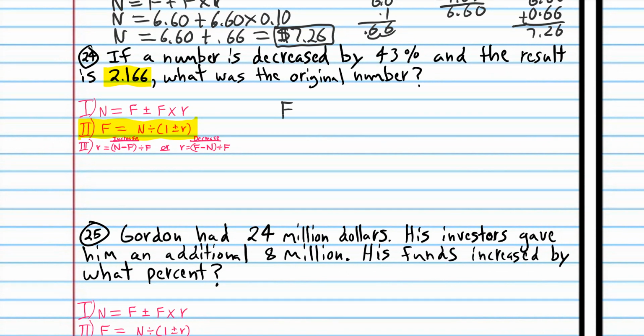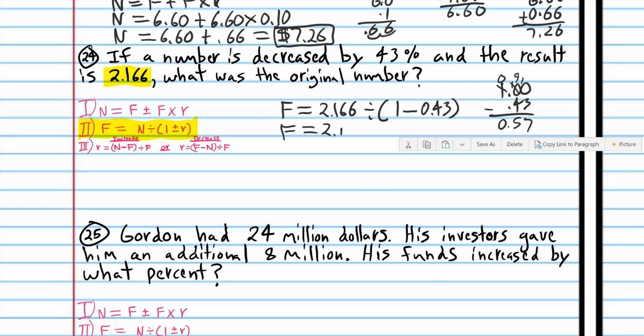So all we have to do, now that we know what formula to use, we just plug in the numbers and calculate, and we're done. So the new number, n, is 2.166. And this is a percent decrease, so we use minus, and 43% as a decimal is 0.43, and that's it. All we have to do is do those calculations, and we're done. So 1 minus 0.43, we have to borrow, because we can't subtract 3 or 4 from 0, so we have to borrow from the 1. 0 becomes 10, borrow from that, it becomes 9, and now we have 10 minus 3 is 7, 9 minus 4 is 5, and bring the decimal down.